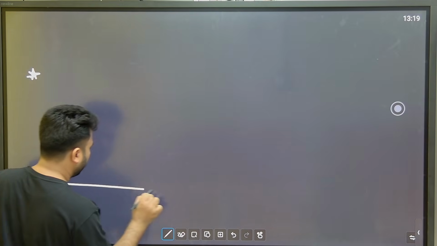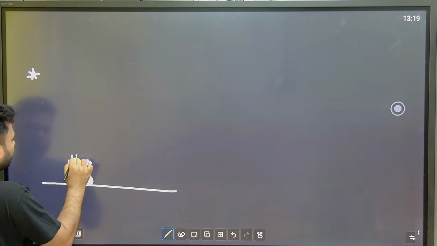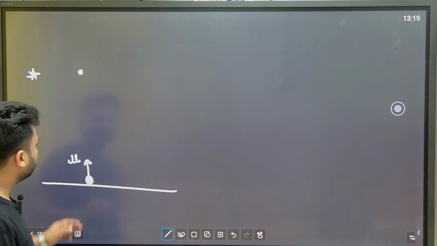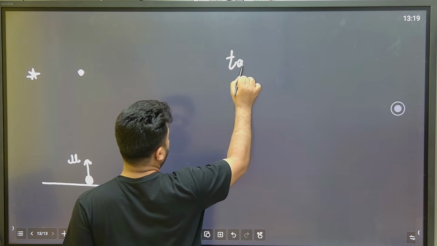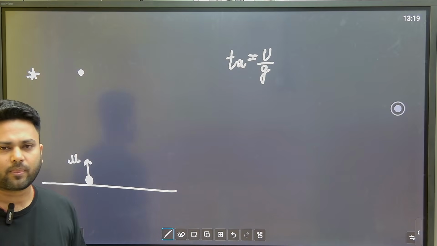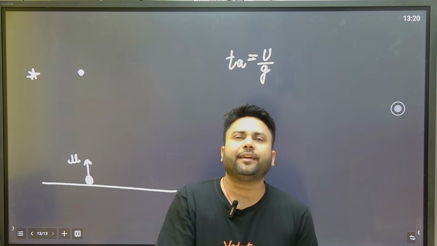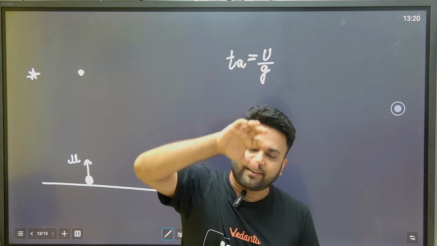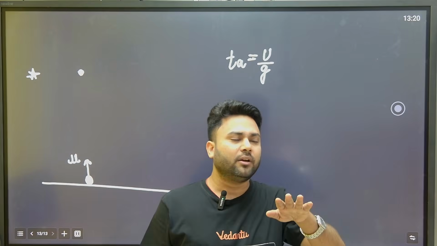If you throw any ball like this with some speed u, it will go to the top. This is the topmost point. The time that it will take to go up is called time of ascent, and we saw the formula is u by g. Now, always remember, if you are throwing any ball, suppose it takes 2 seconds to go up, I am not deriving, again, 2 seconds it will take to come down. If it is taking 2 seconds to go up, it will take 2 seconds to come down.